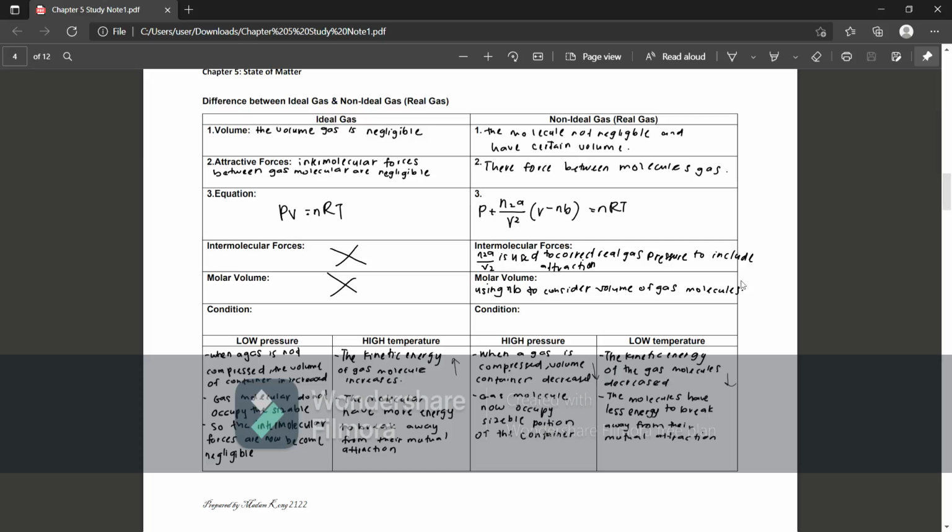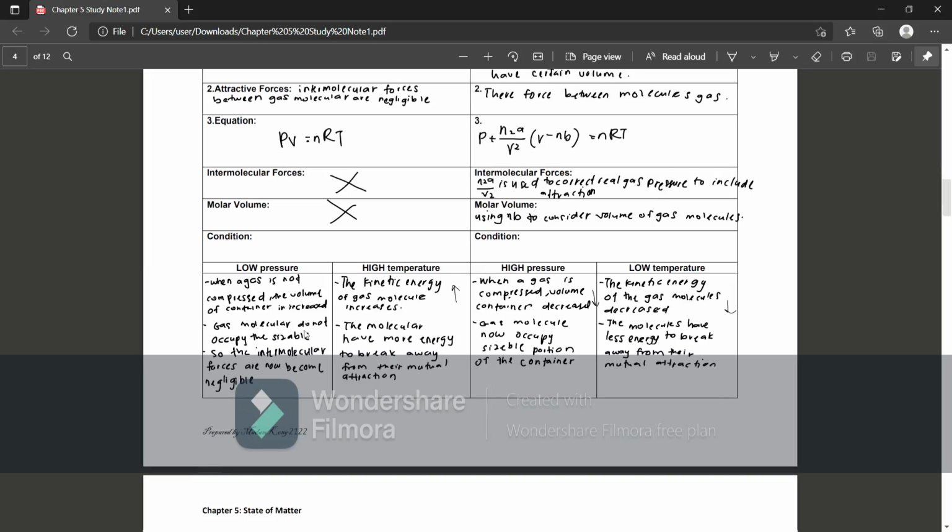So low pressure for an ideal gas is when gas molecules do not occupy a sizable volume. So the intermolecular forces now become negligible. At high temperature, the kinetic energy of gas molecules increases. The molecules have more energy to break away from their mutual attraction.